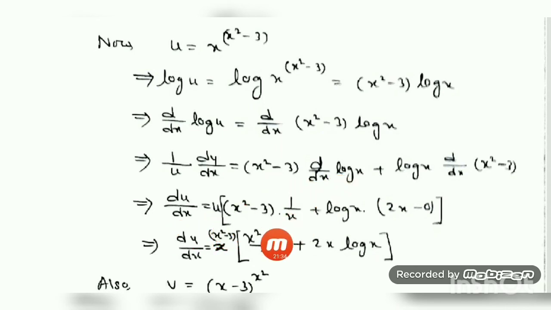(x square minus 1) d/dx of log x is 1 by x log x, and this derivative is twice x minus 0. Then du/dx equal to what? Put the value of u. u value is x to the power (x square minus 1). And this one I have written as (x square minus 1) by x, and twice x as the product, first product, and that log of x.